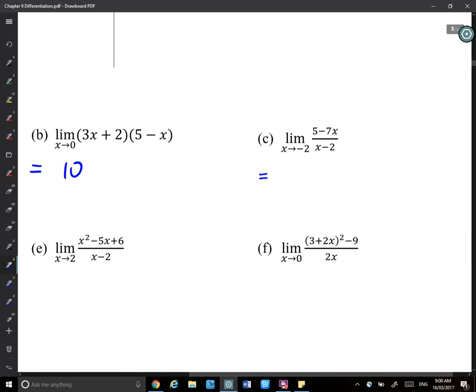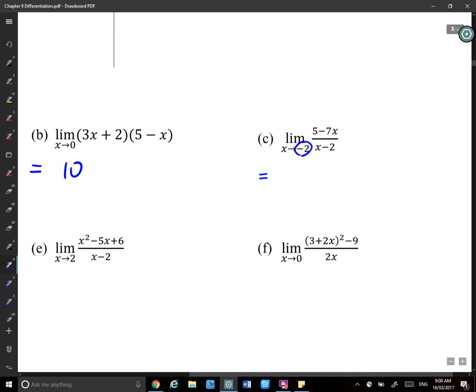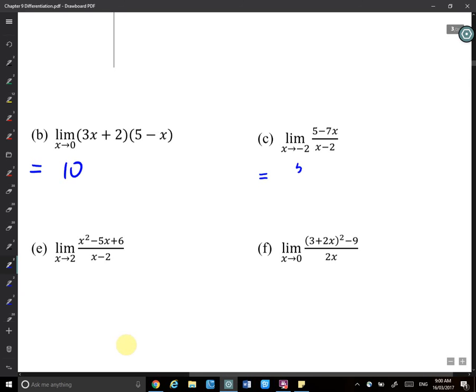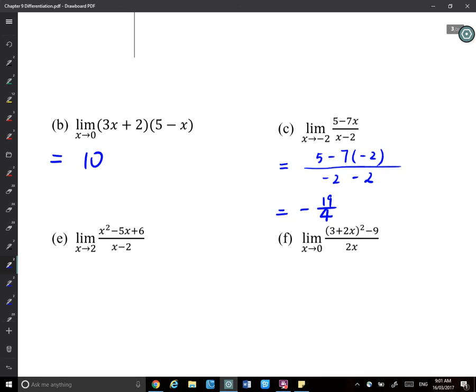For the next one, do we have a denominator carrying an x term? Yes. If we substitute the limit of -2 into the function, is there anything wrong? Is the denominator 0? No. So substitute directly. 5 minus 7 times -2, over -2 minus 2. That gives me 19 over -4, so minus 19 over 4. So that is the limit. If I can substitute, directly substitute.